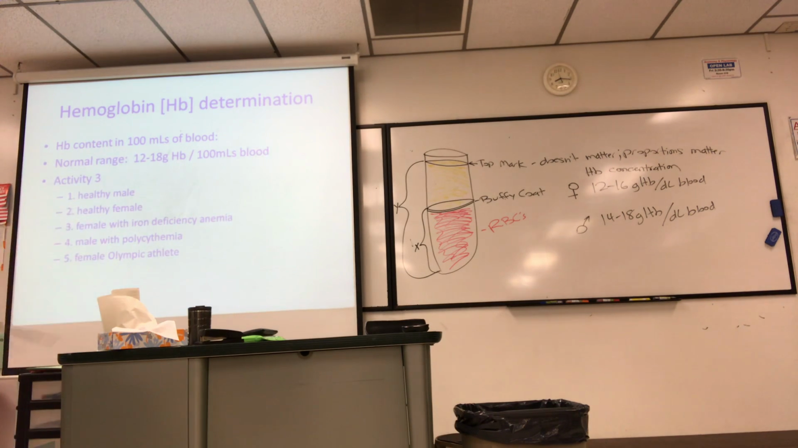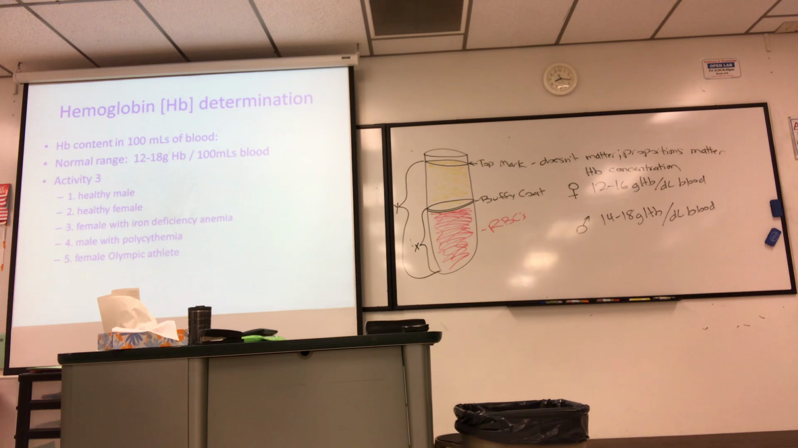If it's a healthy male, maybe the value is closer to 18, or 16 to 18. If it's a healthy female, maybe it's around 14. If it's a female with some form of anemia, which is low blood, maybe you expect it to be less than 12. Okay, maybe it's less than 9 or something. Polycythemia means maybe you live at high altitude, so your blood level's a little higher, so maybe it's over 18, okay, like 20.